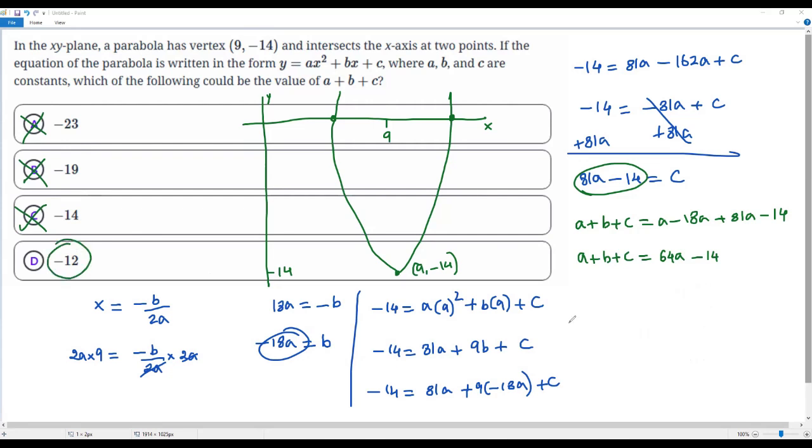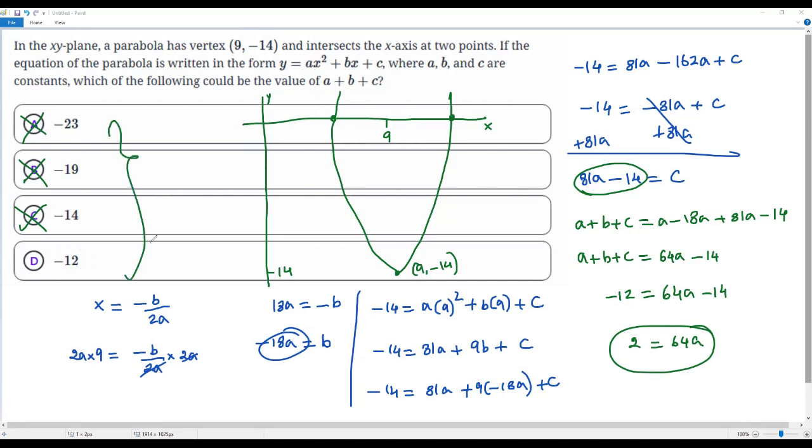Okay, now let's consider the value -12 in answer choice D. Let me plug in over here. 64a - 14. When I add 14 to both sides, I am getting 2 on the left side. On the right side, we have 64a. So even when I divide both sides by 64, I am getting a positive value for a. So when this -12 is the value of a + b + c, the leading coefficient is positive. So in the given answer choices, the value -12 in answer choice D could be the value of a + b + c. So the correct answer choice for this question is D.